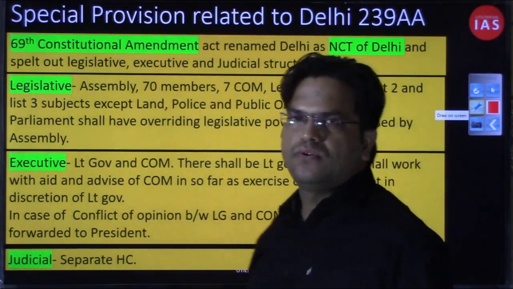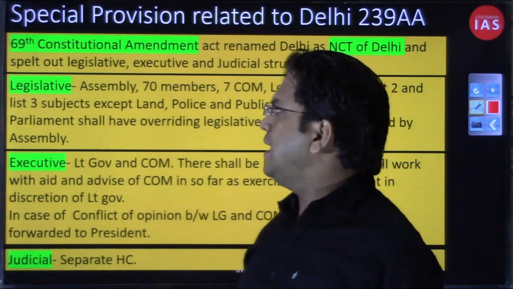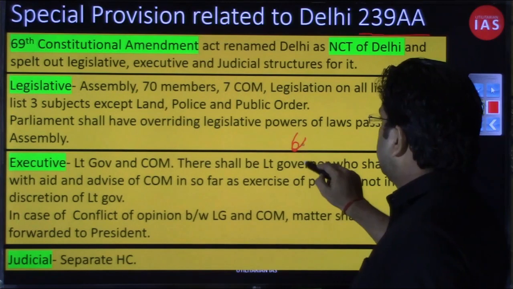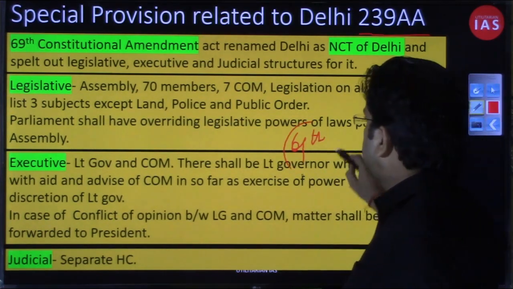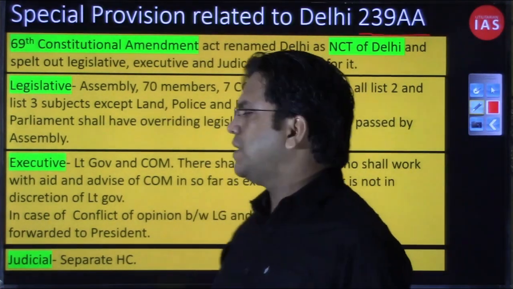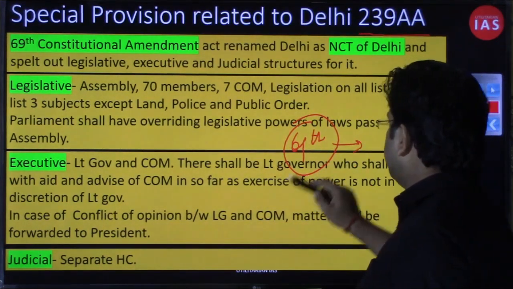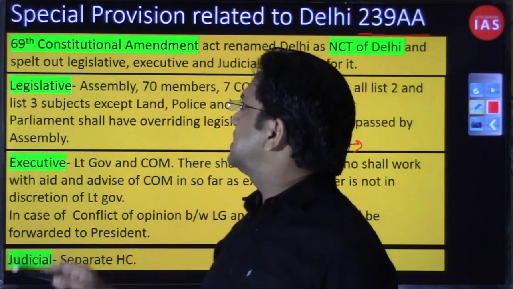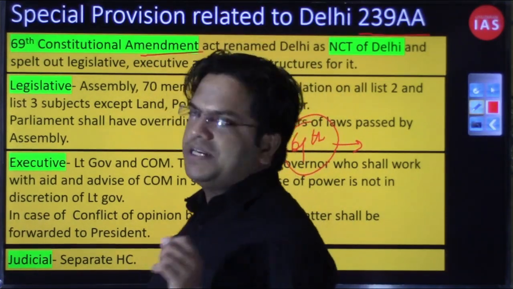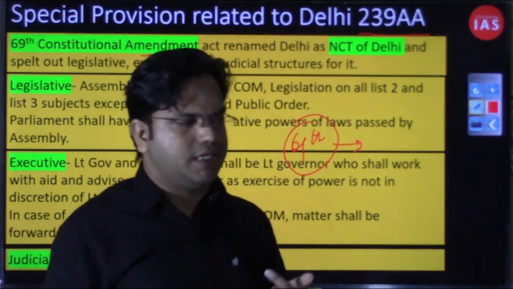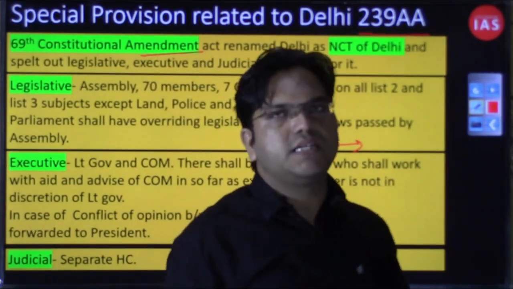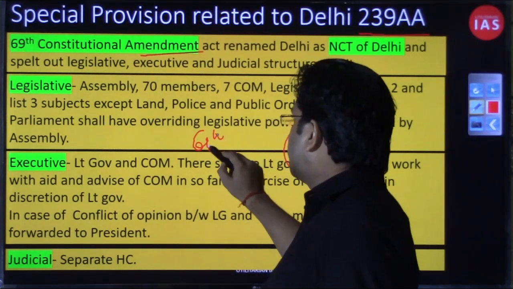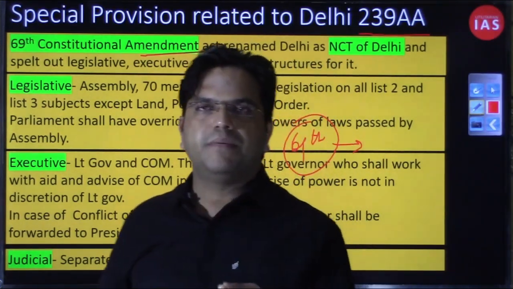Now, if I talk about Article 239AA, this sub-article has been inserted into the Indian Constitution by the 69th constitutional amendment. Now, many a student I have seen confusion. They think that Delhi became a union territory by this 69th constitutional amendment. Let me clarify that Delhi was a union territory since 1956.